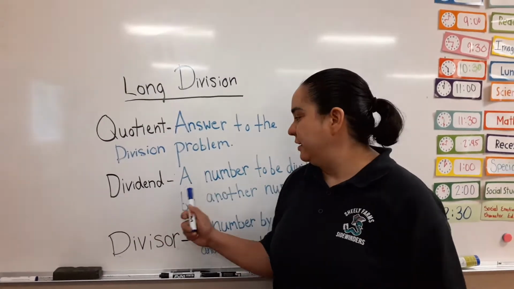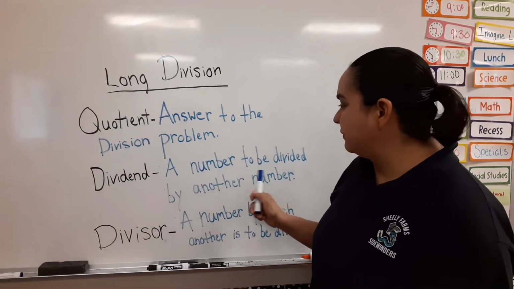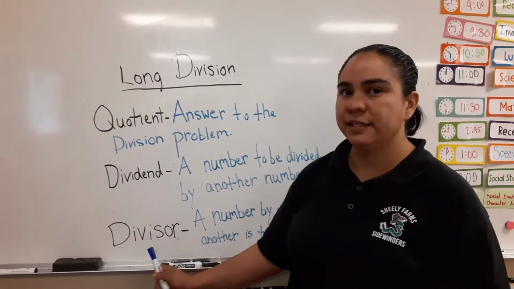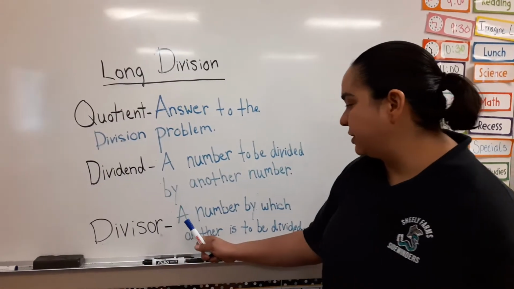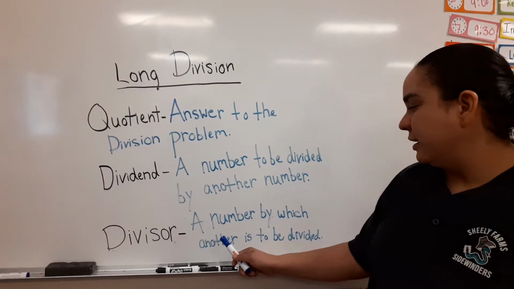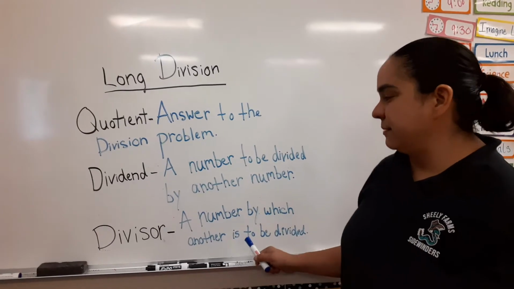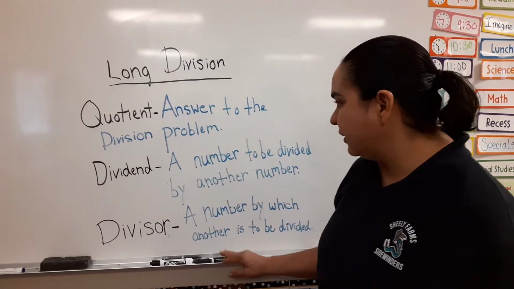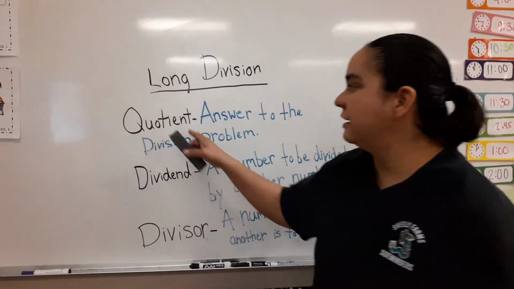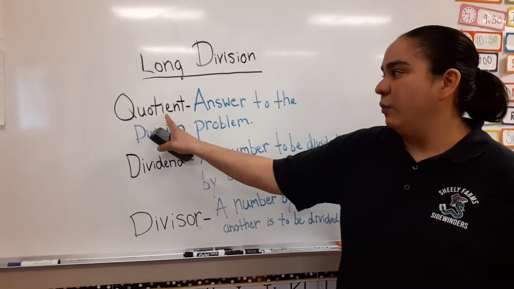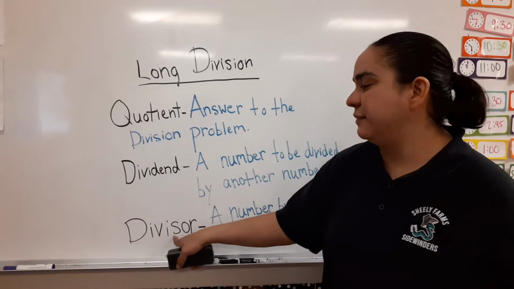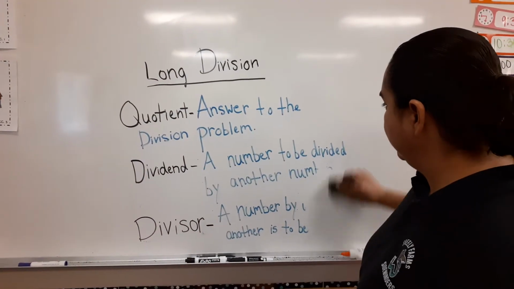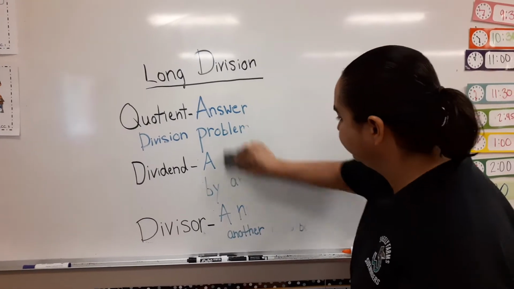The dividend is a number to be divided by another number. The divisor is going to be a number by which the other number is to be divided by. Okay, so let's give an example of that and see if you can identify what is the quotient, dividend, and divisor in a given problem.